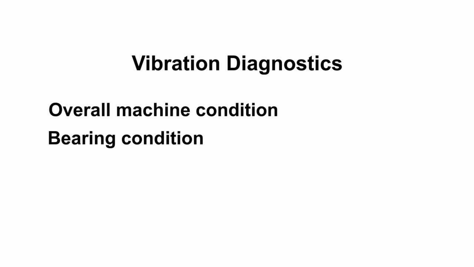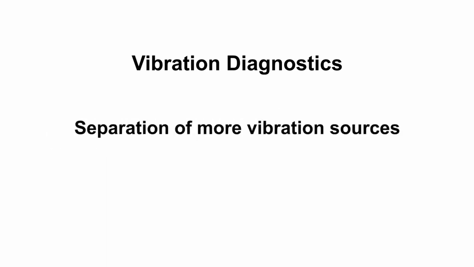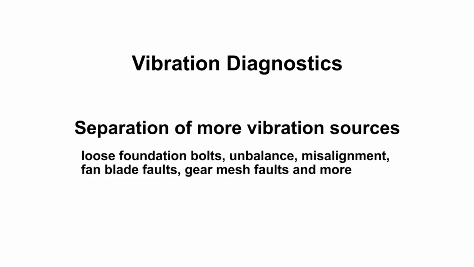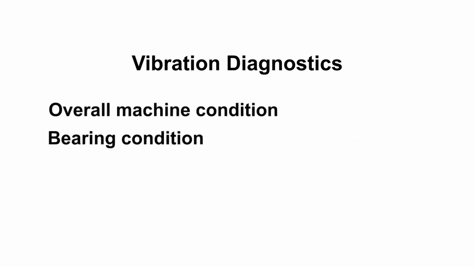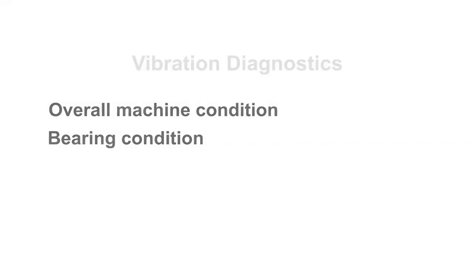Vibration diagnostics is more sophisticated, of course, and later on you will find out that you need to separate more vibration sources which are generated by a running machine. For example, loose foundation bolts, unbalance, misalignment, fan blade faults, gear mesh faults, and many more. But for now, let's just talk about those two basic things for an easier explanation.